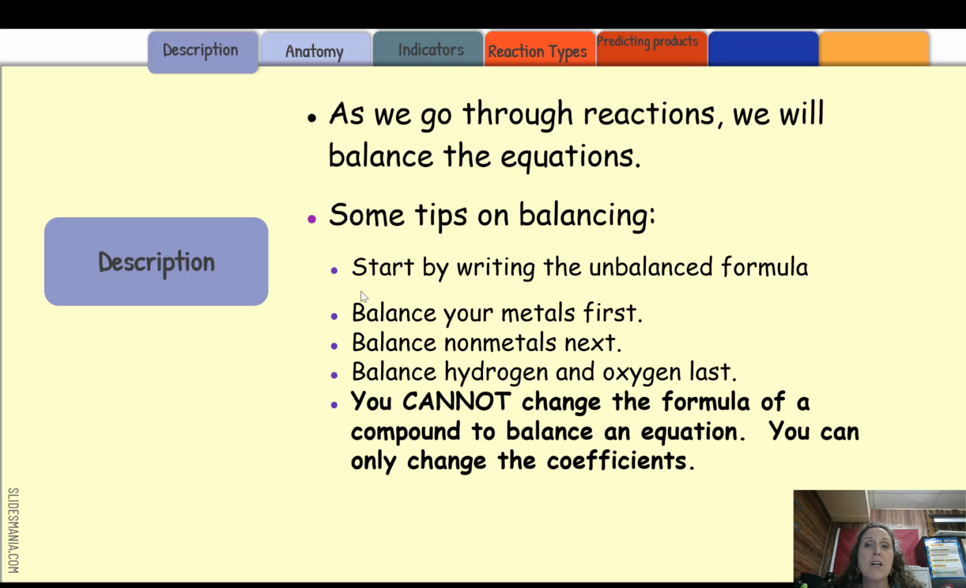So some tips: start by writing the unbalanced formula. Oftentimes I will go ahead and give you the unbalanced formula. Balance your metals first, the ones underneath the staircase. Balance the non-metals next, the ones above the staircase. Balance hydrogen and oxygen last, because typically there's a bunch of them. You cannot change the formula of a compound to balance an equation. You can only change the coefficients.